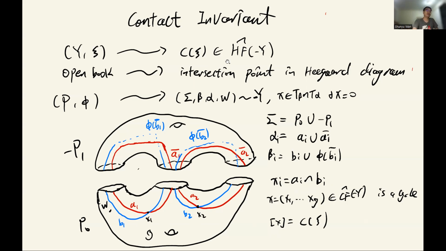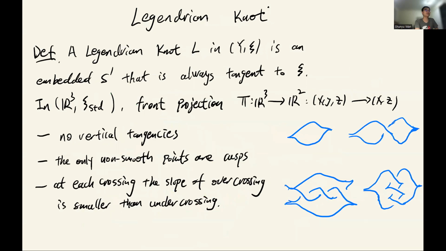Okay, so that's all for the three-dimensional part. Next, I want to move on to the Legendrian part. A Legendrian knot in a three-dimensional contact manifold (Y, xi) is an embedded S^1 such that it's always tangent to xi. In other words, its tangent space lies in the contact plane. So in R^3, there's a very good diagrammatic way to describe that. It's given by front projections.